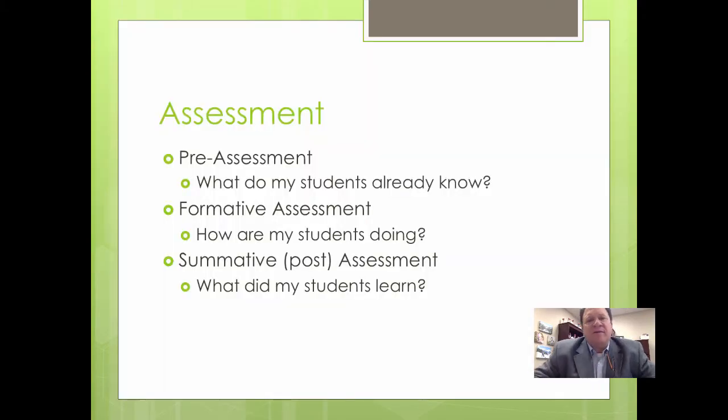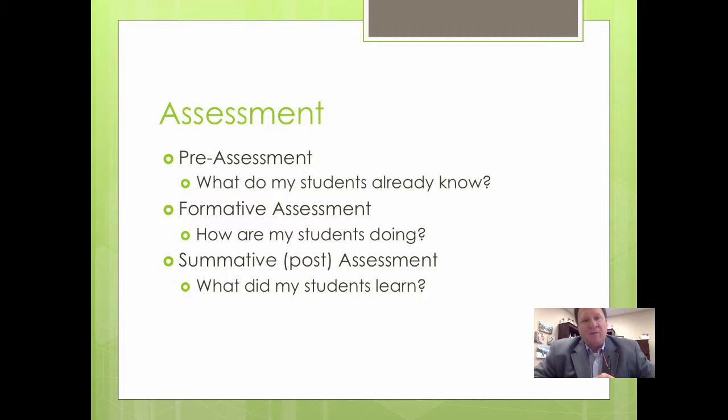The text talks about assessing in science class, and we basically have three types of assessment that we're looking at. Pre-assessment, which gives us an idea of what our students come to our classroom already knowing. It's also a good time to identify any misconceptions that our students have about the science concepts that we're going to be introducing.